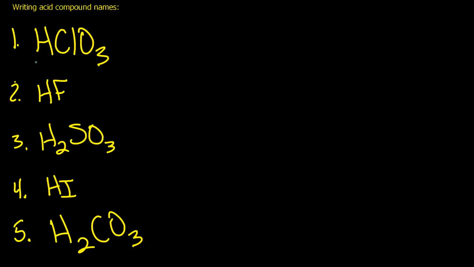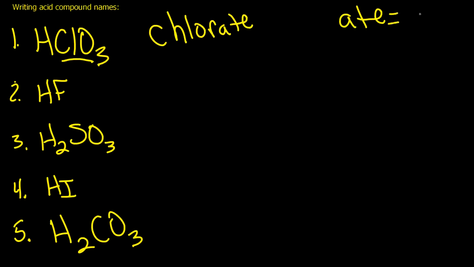Our first compound is HClO3. I know this is an acid because it has hydrogen in the front and it's followed by a polyatomic ion, so that means it is ternary. So with ternary acids, we do not name hydro. So I just name it based off its polyatomic ion, which is ClO3. Now ClO3 is chlorate. And if you remember, we change ate endings to ic. So chlorate becomes chloric acid. So HClO3 is chloric acid.